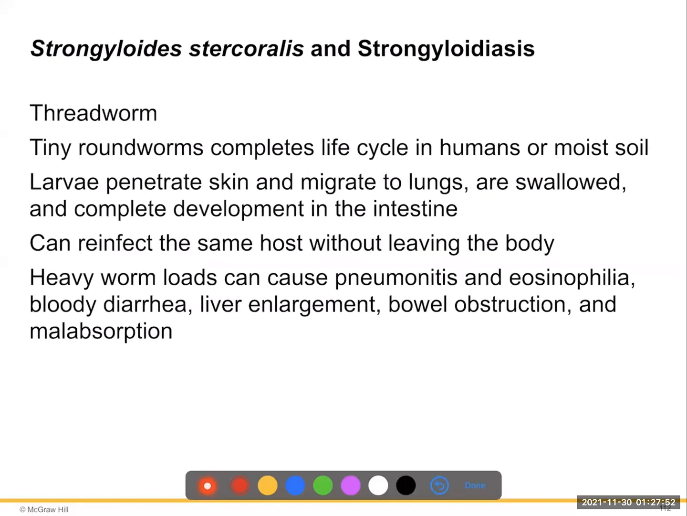The Strongyloides stercoralis is a threadworm. These are tiny roundworms. These roundworms complete their life cycle in humans or moist soil. The larvae penetrate the skin and migrate to the lungs. They become swallowed, same as before, and complete development in the intestines. It can reinfect the same host without leaving the body. Heavy worm loads can cause pneumonitis, eosinophilia, bloody diarrhea, liver enlargement, bowel obstruction, and malabsorption.